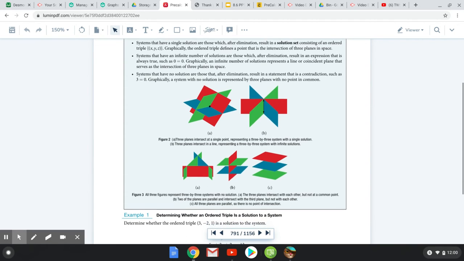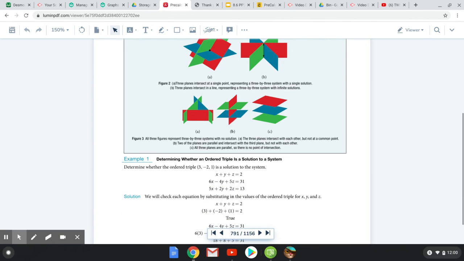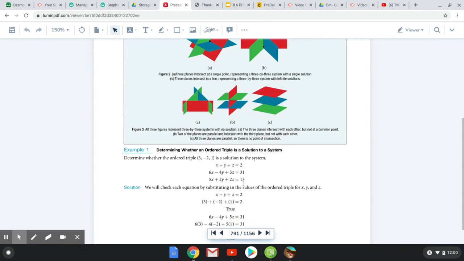All right, so when we have three variables, we need three equations to solve. So it's always three equations, three unknowns. The number of equations has to match the number of unknowns. If I had three unknowns but only two equations, then I wouldn't have enough information to solve.